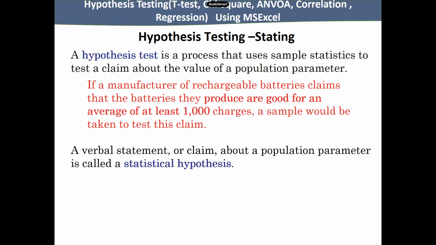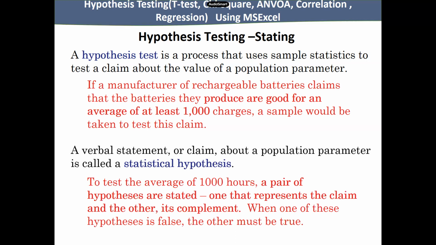So a verbal statement or claim about a population parameter is what we call a statistical hypothesis. So to test the average of 1,000 hours of a pair of batteries, a pair of hypotheses are stated. One represents the claim and the other is complementary. So if I make any claim, in order to state the hypothesis, I would have to make two statements. One is the claim and the other one is complementary. All right. And when one of these hypotheses is false, the other one must be true. So once I say that you are a thief, for instance, or you're a pastor, it's a claim. But I need to now write this thing in two statements if I want to test it.